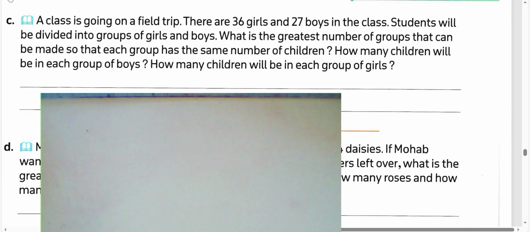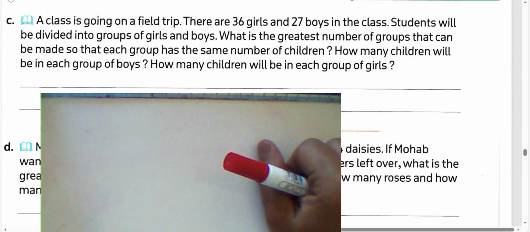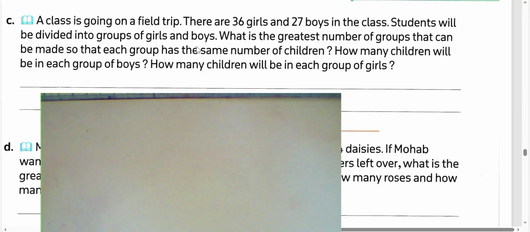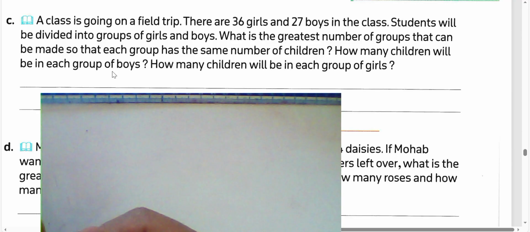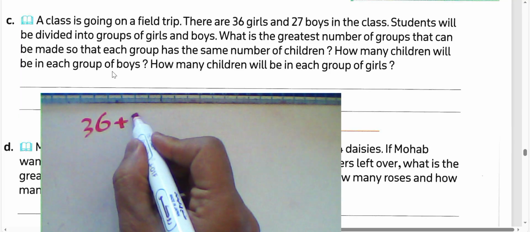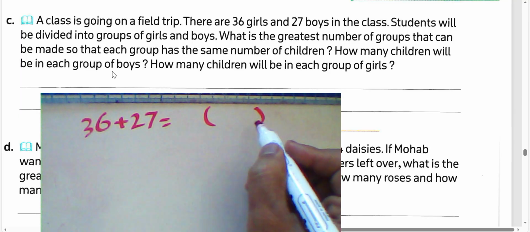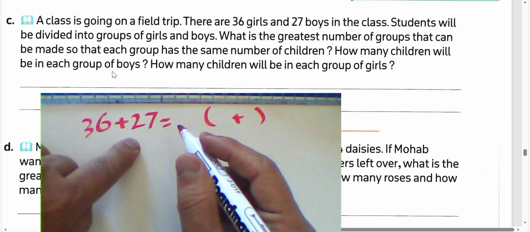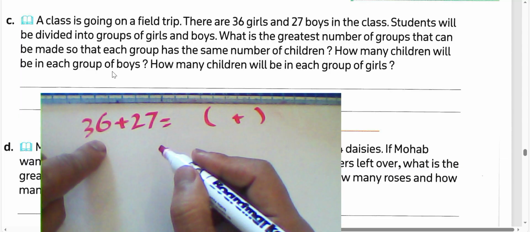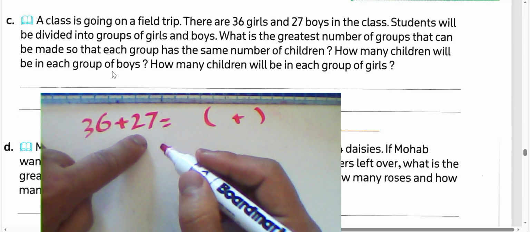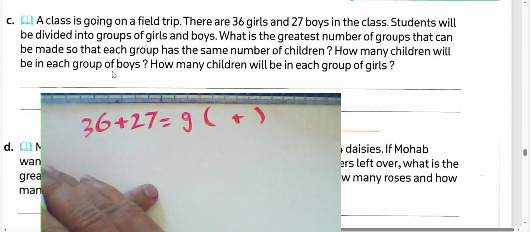Question letter C. A class is going on a field trip. There are 36 girls and 27 boys in the class. Students will be divided into groups of girls and boys. What is the greatest number of groups that can be made with the boys and girls? We can write 36 and 27. The highest common factor between them equals what? 36 equals 4 times 9 and 27 equals 3 times 9. Then we can write 9 as the highest common factor between them.